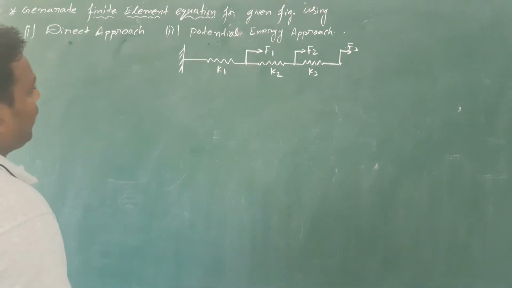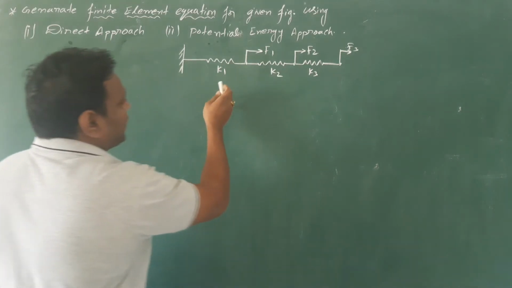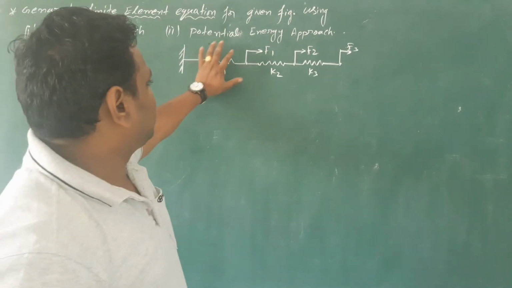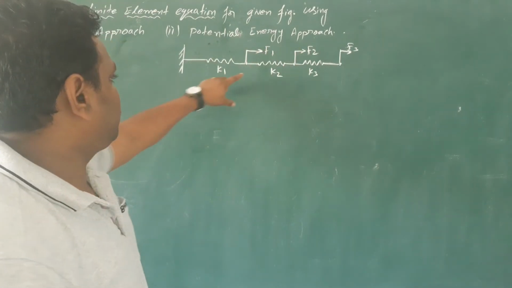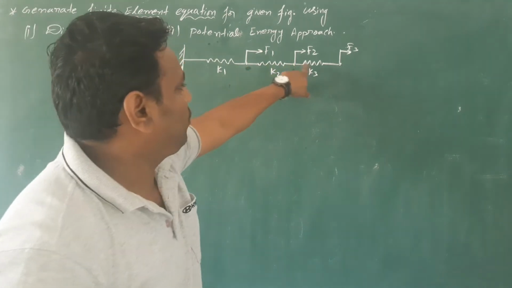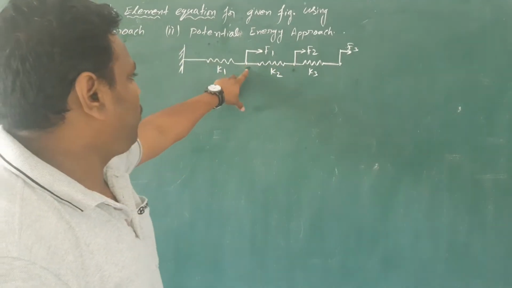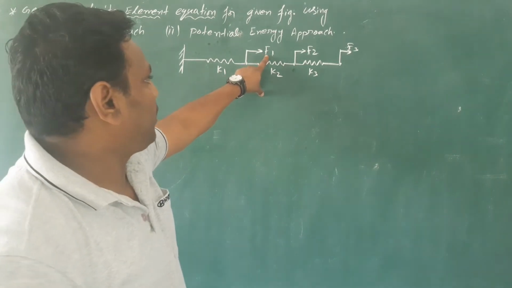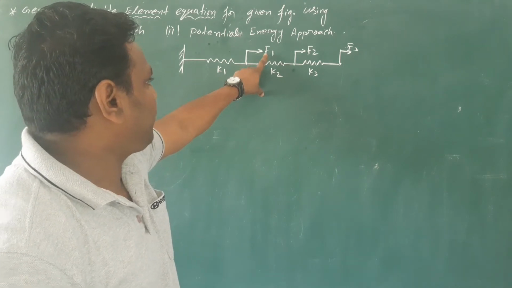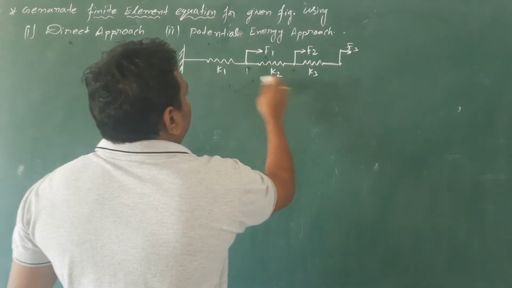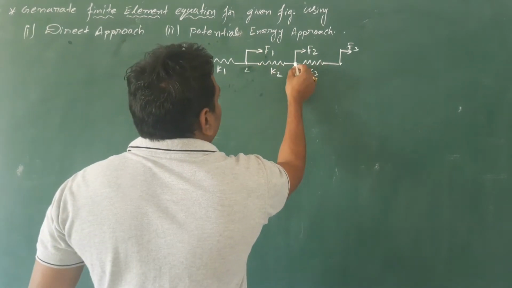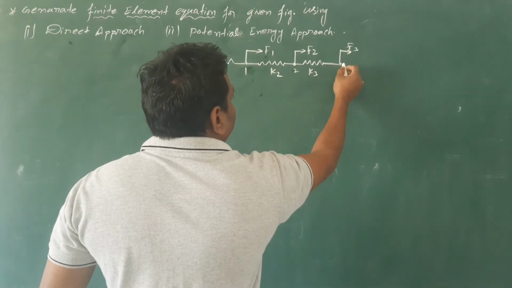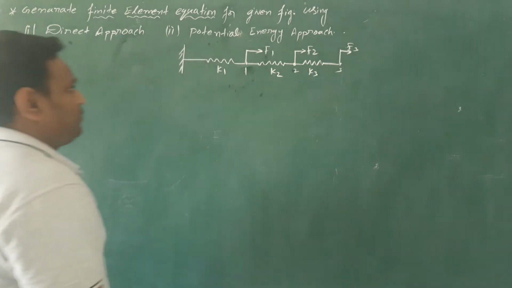So here this entire system consists of three springs: 1, 2 and 3. These are all spring elements, and the nodes are node 1, node 2 and node 3. Forces are applied: F1 is applied at node 1, F2 is applied at node 2, and F3 is applied at node 3.